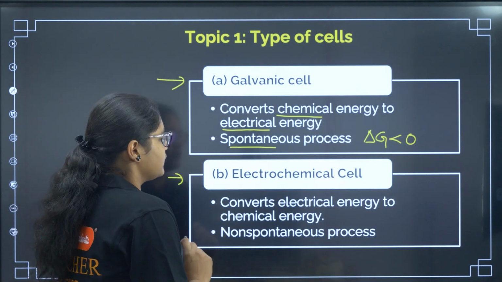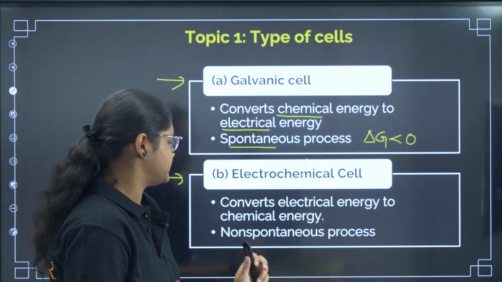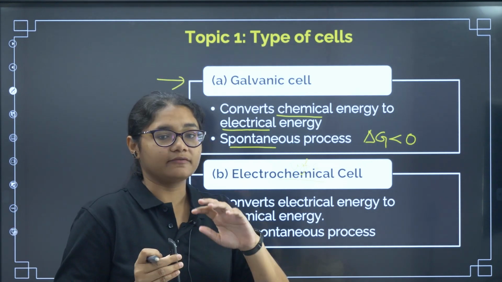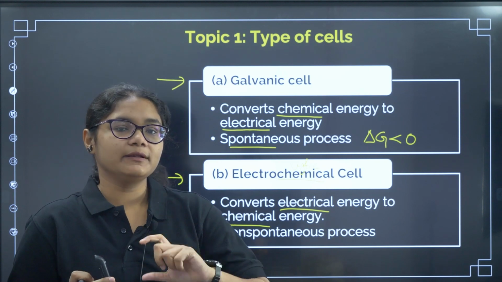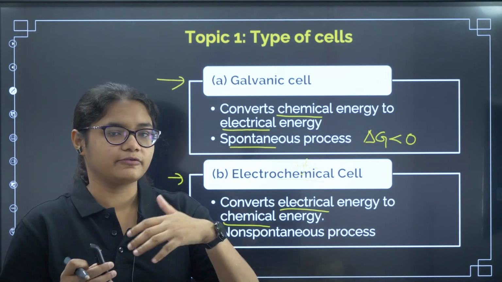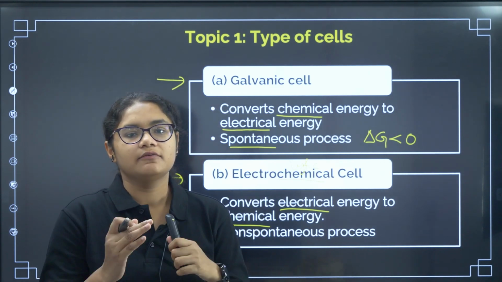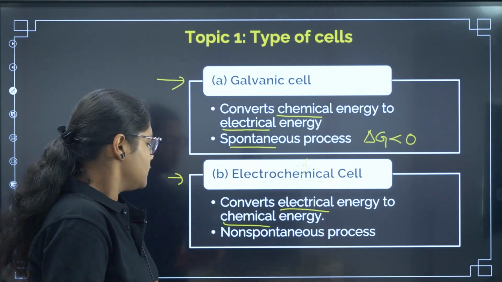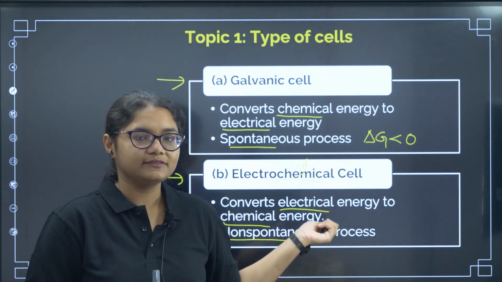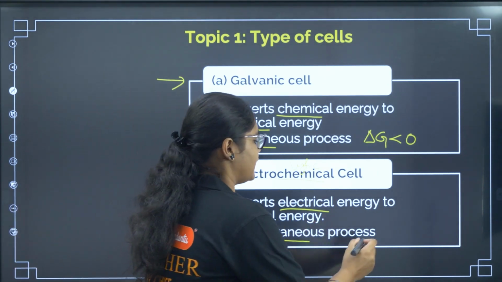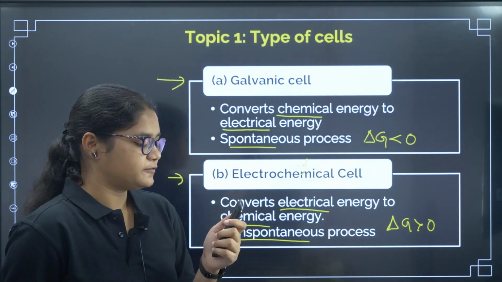Now coming to the electrolytic cell. So next one is the electrolytic cell. Here what is happening? It converts electrical energy to chemical energy. It means we will be providing electricity for the reaction to happen. We have to provide the electricity, as a result of which a chemical reaction takes place. And this is a non-spontaneous process because we have to provide electricity. So that is why it is a non-spontaneous process, and delta G will be greater than 0, right? So these are the 2 types of cells.